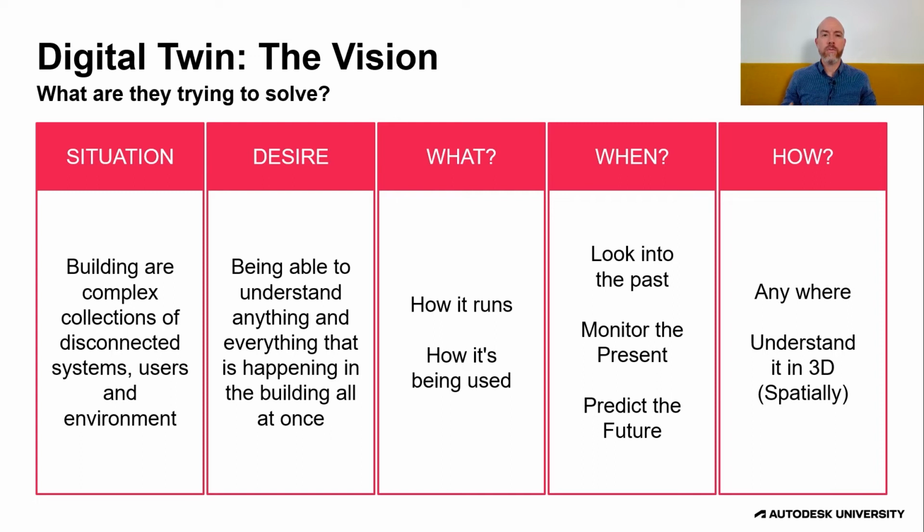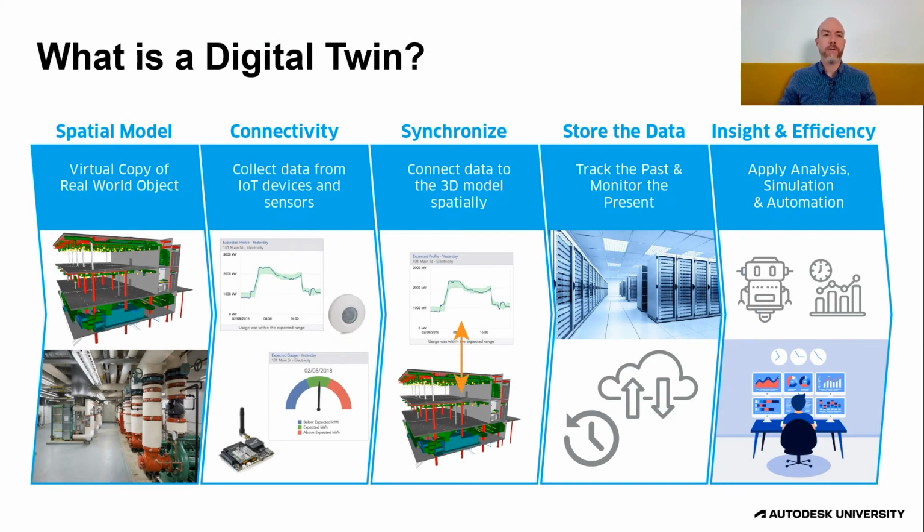So could we actually understand that? Could we gather all the information about monitoring and understanding what it's doing right now? Could we look at the past and could we predict the future? If we've got an understanding of what's happening in the building, maybe we can do that. And can we access that information and understand it from anywhere? And can we understand it spatially, because buildings are spatial. And so it starts to look like a digital twin.